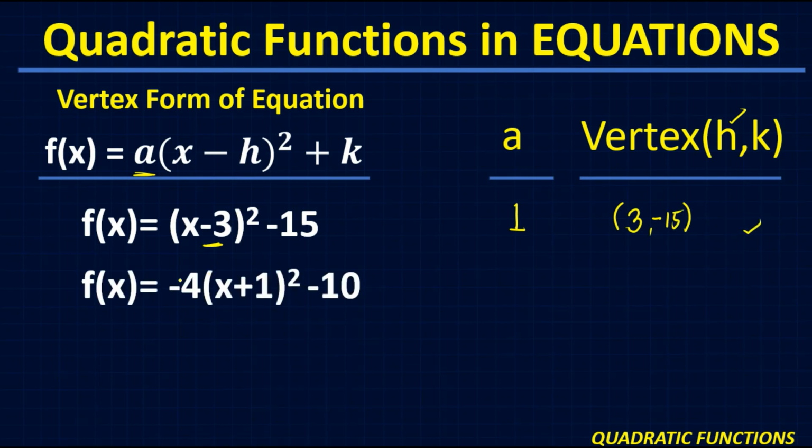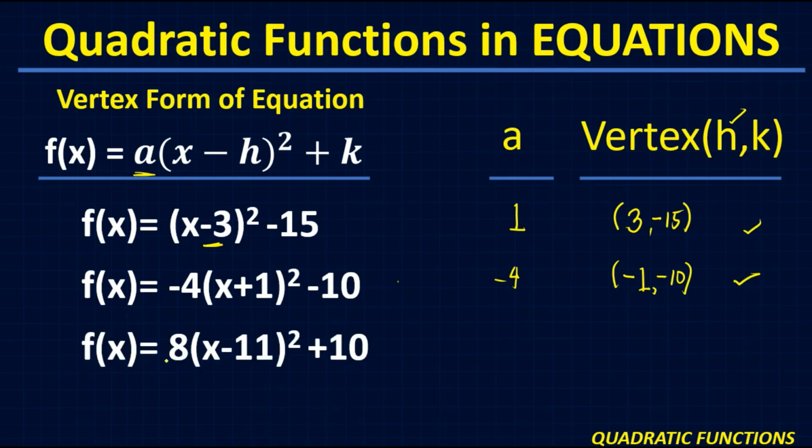Next, how about if we have f of x is equal to negative 4 times the quantity of x plus 1 squared minus 10. Here, a is negative 4. And then our vertex is, since h is positive inside the open and close parenthesis, we will have minus 1. We change the sign. And then k stays as is, so minus 10. So the vertex point of this function is negative 1, negative 10.